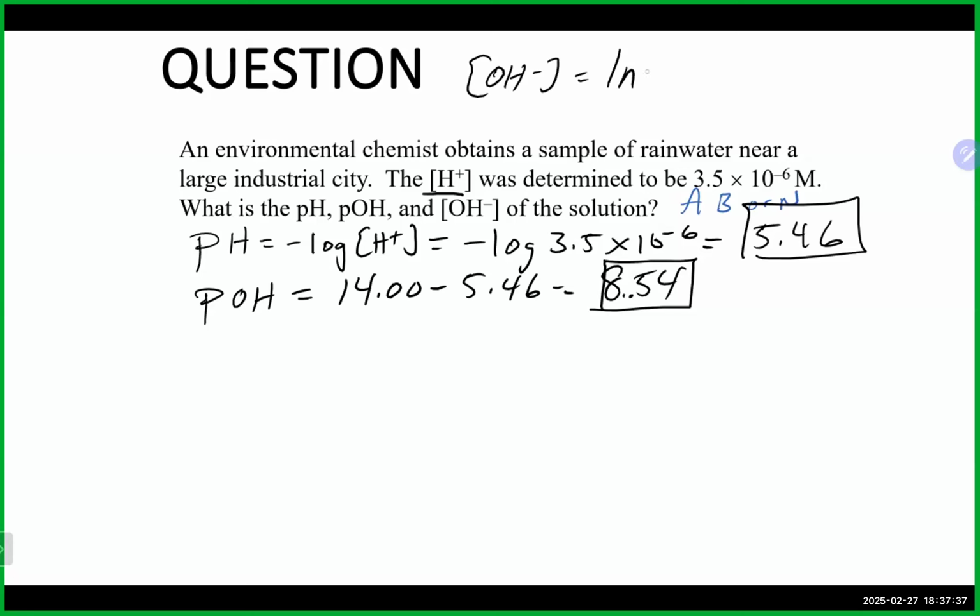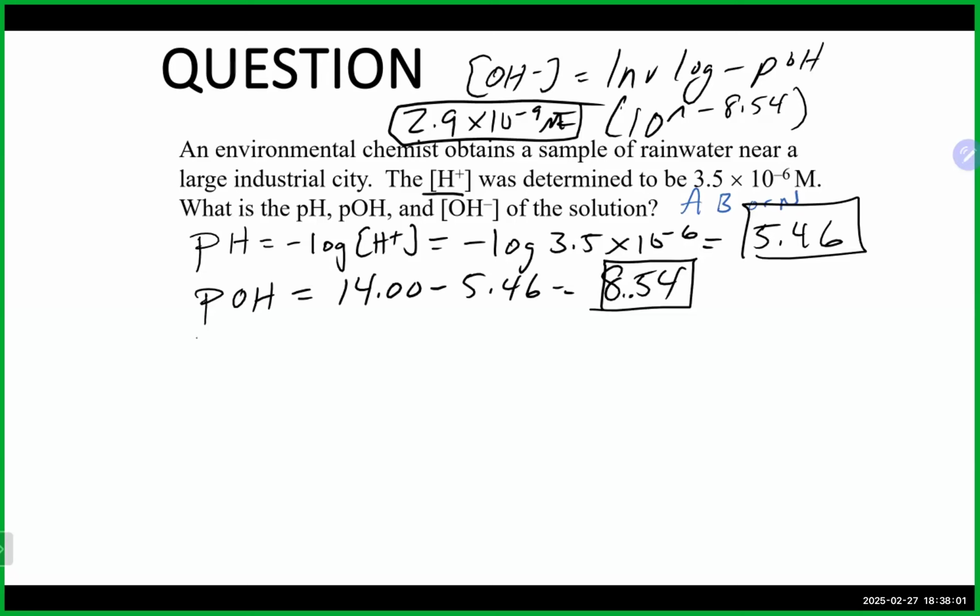There you go. Inverse log of the negative pOH here will get me my OH minus. So 10 to the negative 8.54 in this case. And that's going to get me negative 8.54. Looks like a 2.9 times 10 to the minus 9 molar.